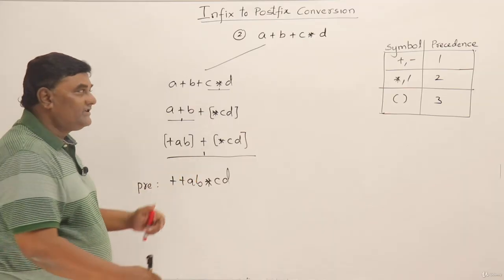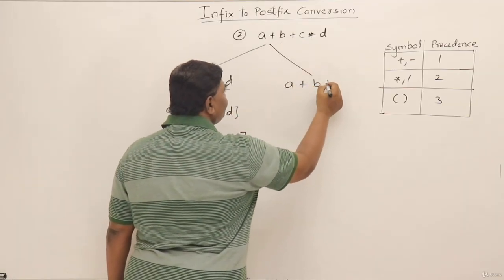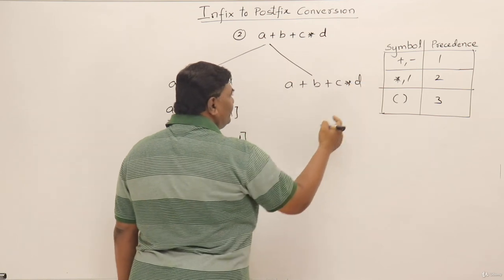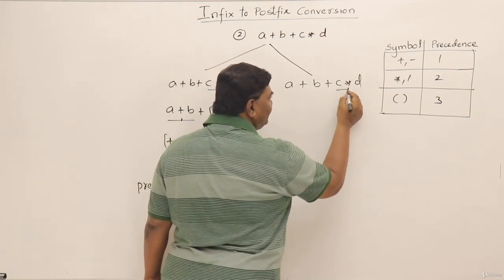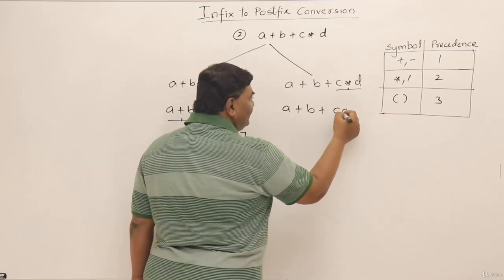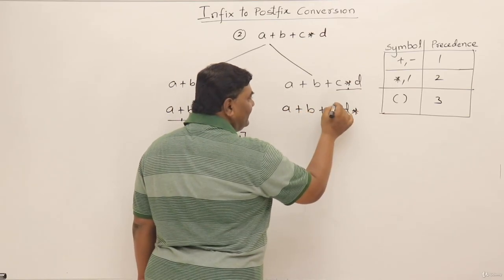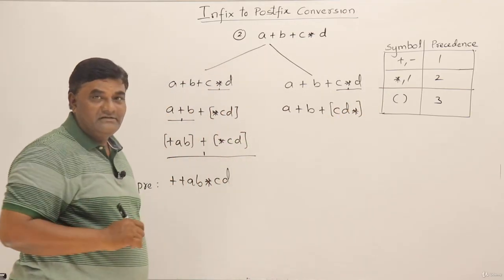Now let me show you the postfix form. This one. A plus B plus C star D. So which one is having highest precedence? This one. So this is upon what? Left hand side is C, right hand side is D. So A plus B plus CD star in postfix. As I have finished this, let me put it in the square bracket to show that that is completed.